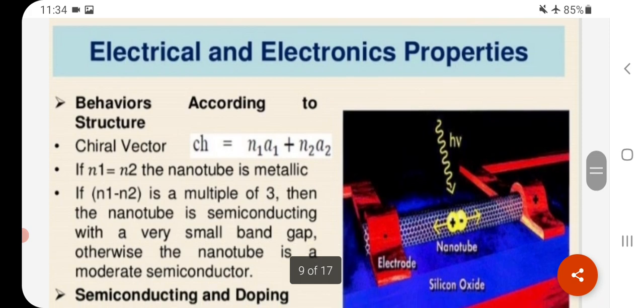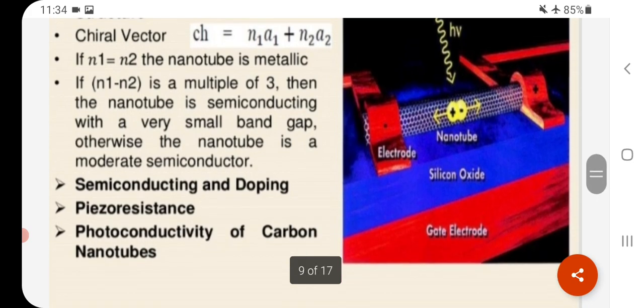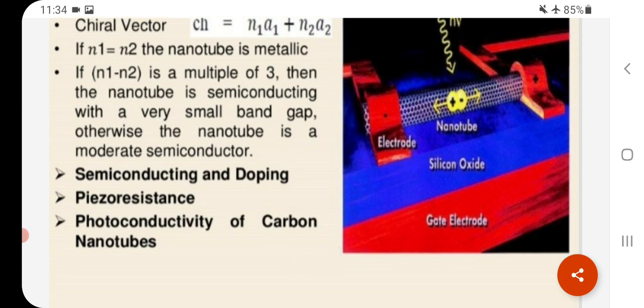Electrical and electronics properties. Behavior according to structure. Chiral vectors: if n minus m is a multiple of 3, then the nanotube is metallic. Then the nanotube is semiconducting with a very small band gap. Otherwise the nanotube is a moderate semiconductor. Semiconducting and doping, piezoresistance, photoconductivity in carbon nanotubes.